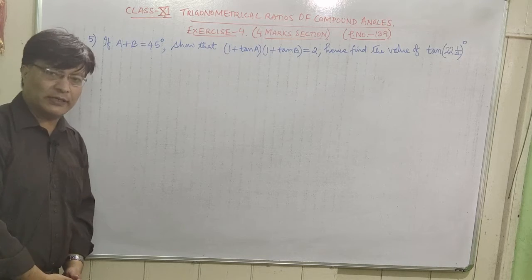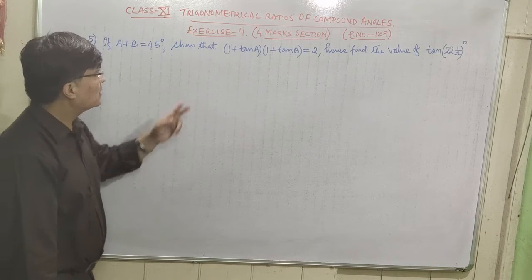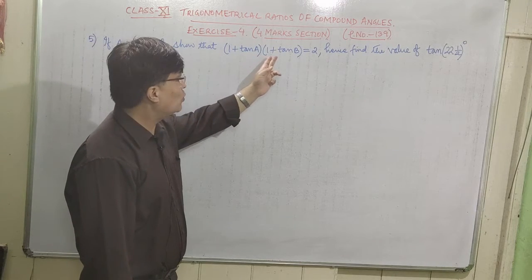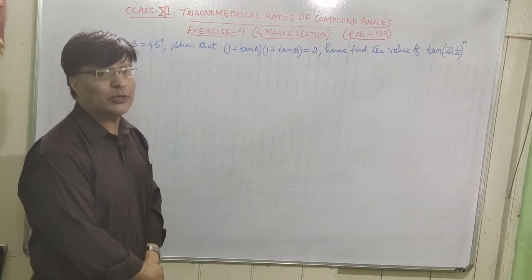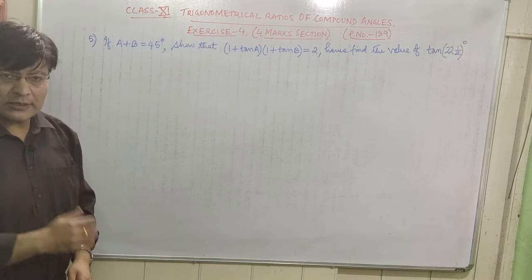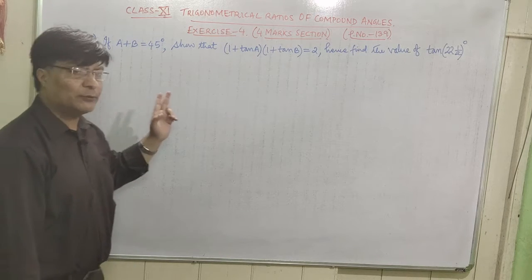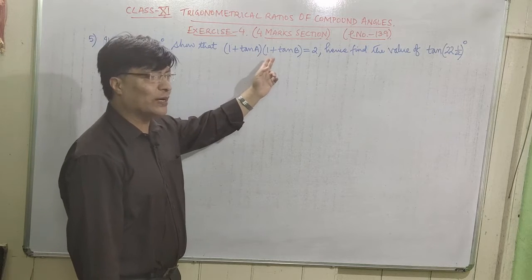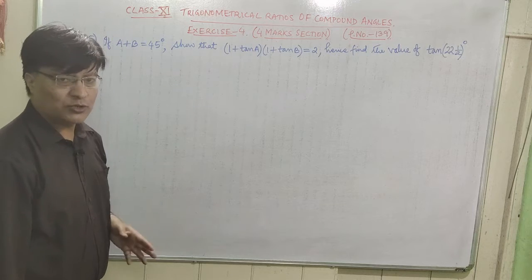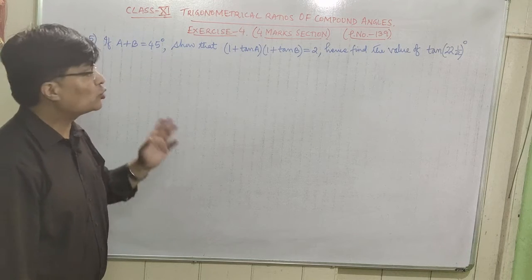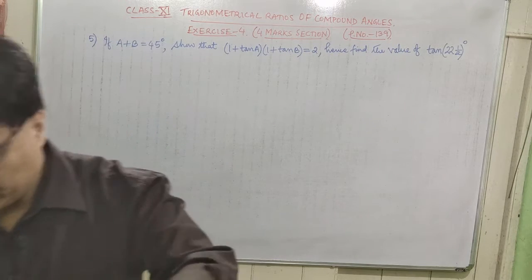Question number 5 is: if A plus B is equal to 45 degrees, prove that (1 plus tan A) into (1 plus tan B) is equal to 2. Hence, find the value of tan 22.5 degrees. So what is given here? A plus B is equal to 45 degrees. First of all, you have to prove that (1 plus tan A)(1 plus tan B) is equal to 2, and hence find the value of tan 22.5 degrees. Is it understood now? So let's do this question now.